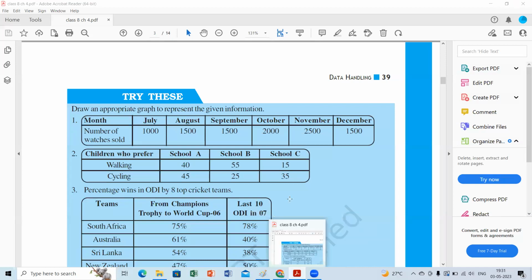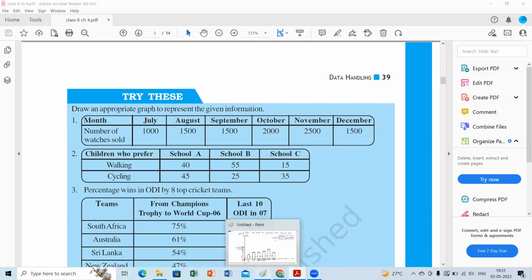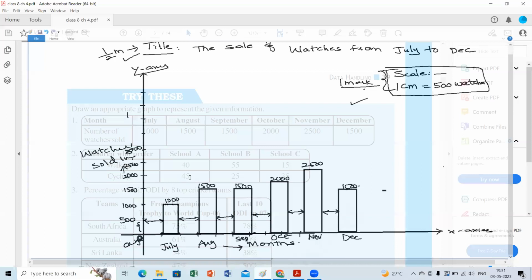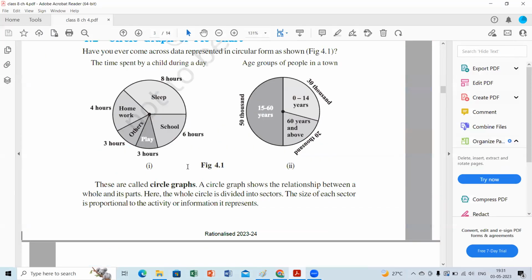We are in data handling, in the part of the first bar graph, how to draw the bar graph. The first part is choosing a title, the second is choosing a scale, and the third part is drawing the bar graph. These are the three main points you need to remember. Any questions regarding this, children? I think no questions are given. You can frame some questions.